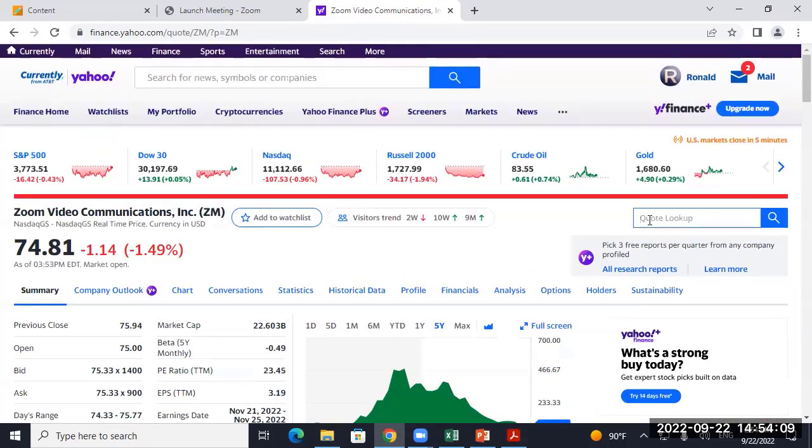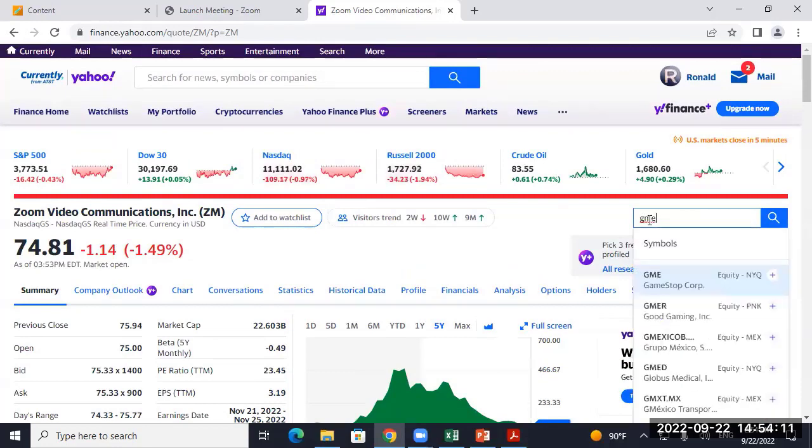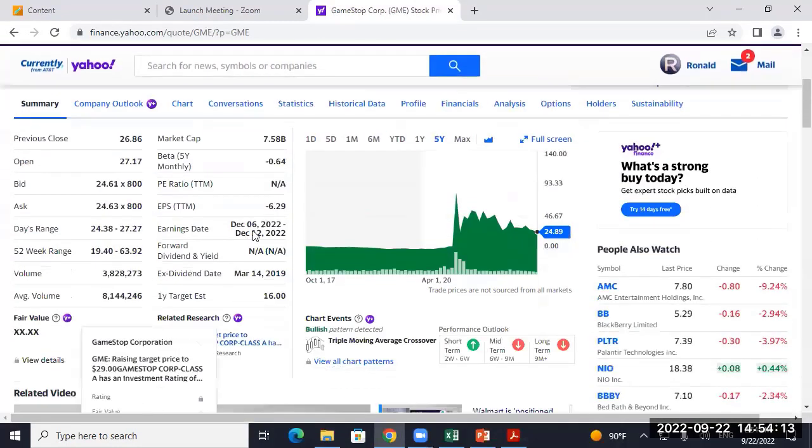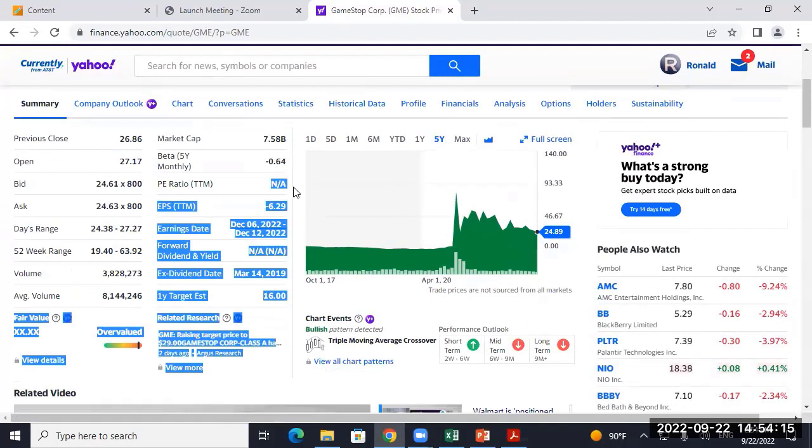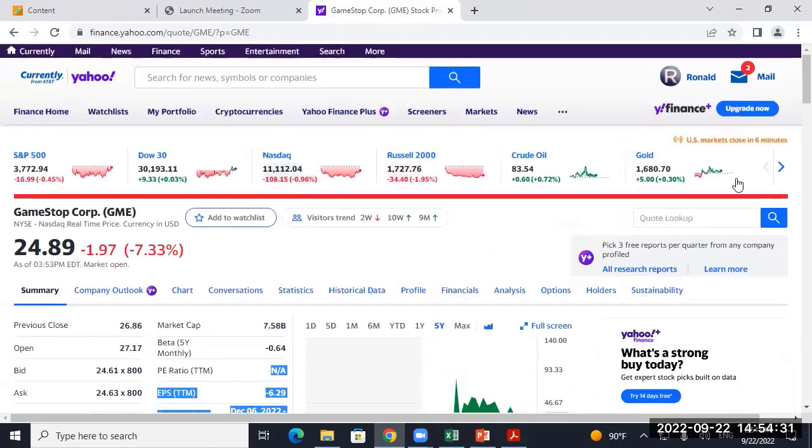Now, GameStop. I'm going to guess GameStop is going to say NA. Let's see. Why is their PE ratio NA? What's missing? They have a stock price, so it can't be the P. So what's missing? Earnings. What's your PE ratio if your earnings is negative? Can't calculate it. So can't do that one.